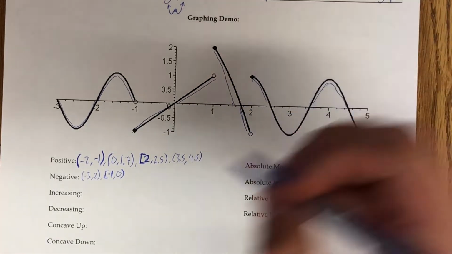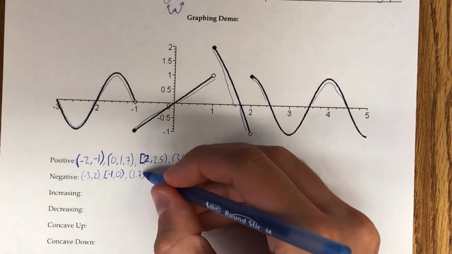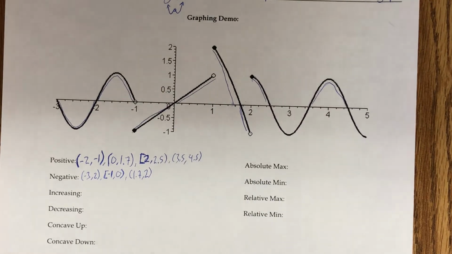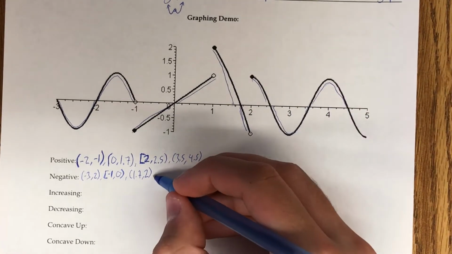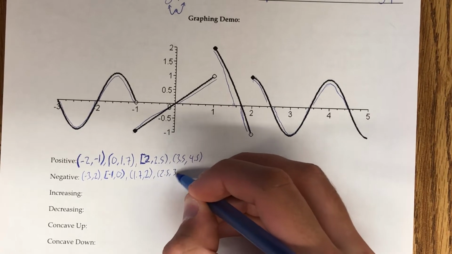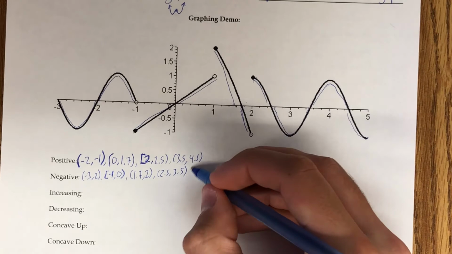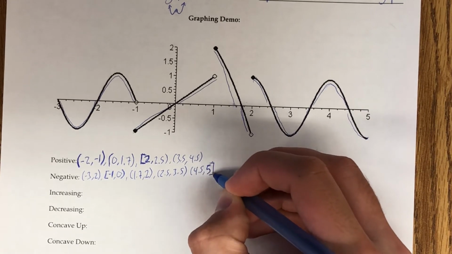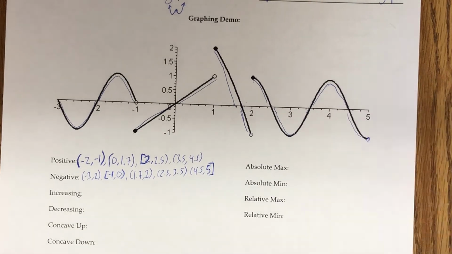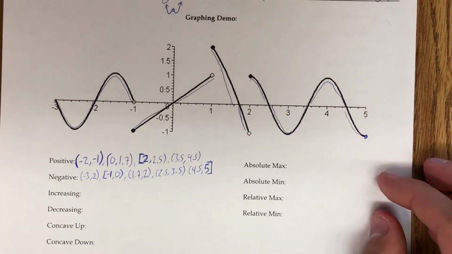This is 1.7 we called, up until, but not including 2, because it's an open circle. And then we're negative again here from 2.5 to 3.5, and then from 4.5 to 5. And we're going to say it ends there. So we would include that because it does end negative.